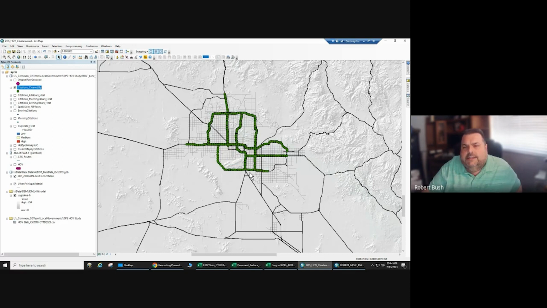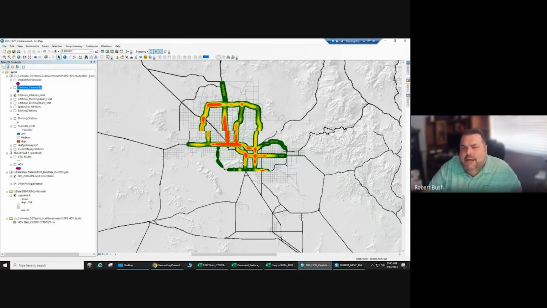Well, this is where an analysis comes in, and we can do what's called the heat map. And when we ran an analysis and clustering where the concentrations were and stuff like that, this is what we got. The reds indicate high volume. The yellows and lighter colors indicate low volume, all the way down to green with the lowest volume. But that's not telling us a heck of a lot here.